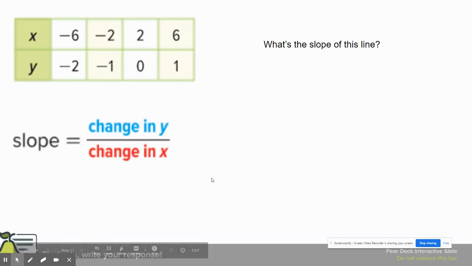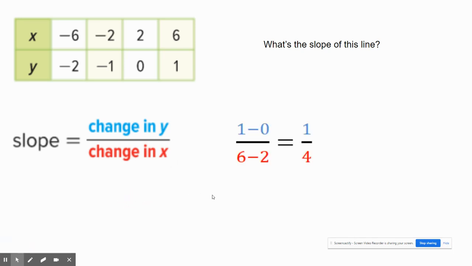Okay, here's our example. What's the slope of this line? Remembering that slope is change in y over change in x. I chose 1 minus 0. That's my change in y. And again, since I chose 1, I have to do 6 for x minus 2, which equals 1/4. So the slope of this line, wherever that line, if I drew it, the slope would be 1/4. And again, if I use any of the points on here, it would give you the same slope.